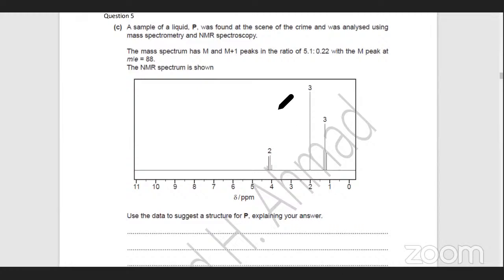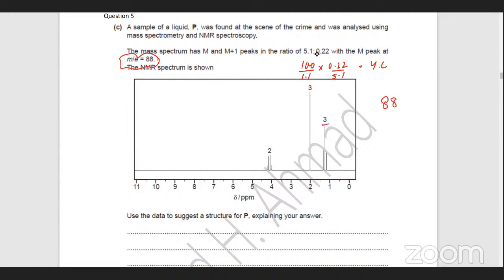Next one: a sample of liquid P was found on the scene of the crime and was analyzed, and the mass spectrum has an M+1. So quickly find the number of carbons: 100 over 1.1 into 0.22 divided by 5.1. Probably 4. Just confirm whether it's 4 carbon atoms or not. As it's 4 carbon atoms, and the M peak is given as 88, the whole molecule is going to have a mass of 88.